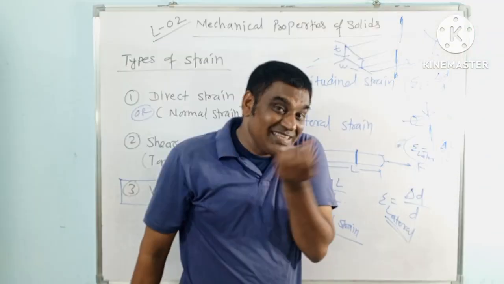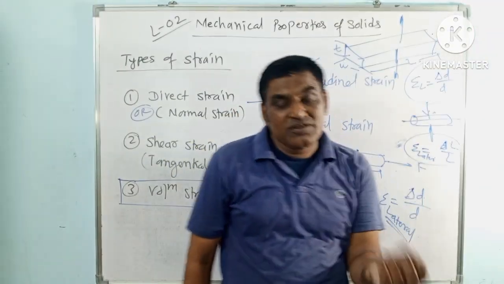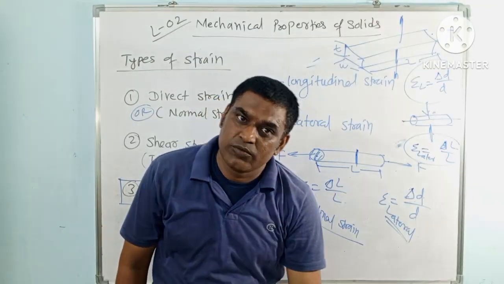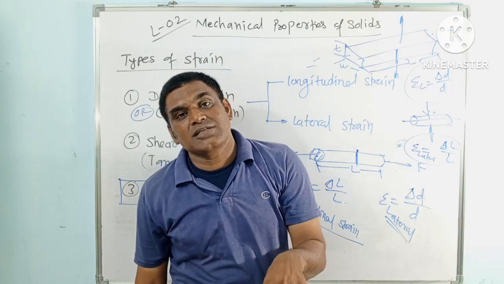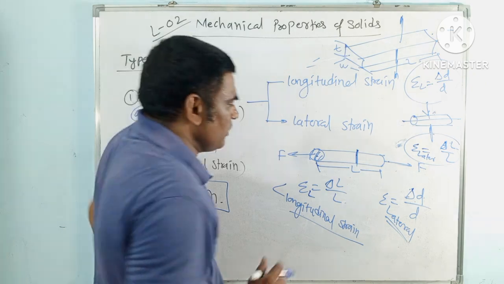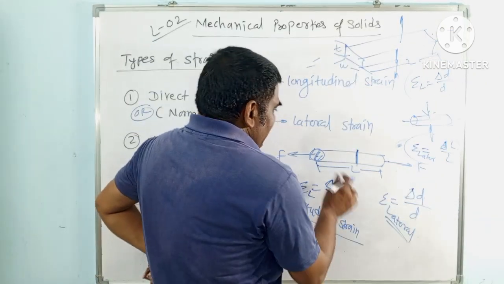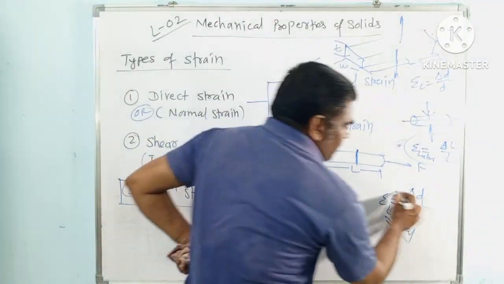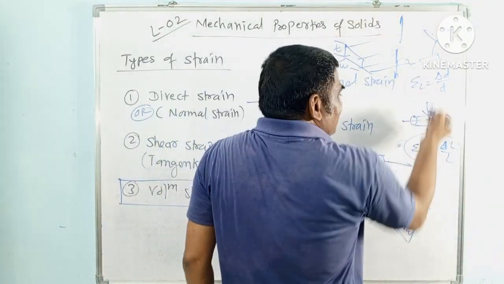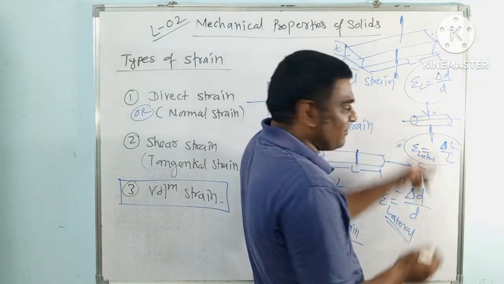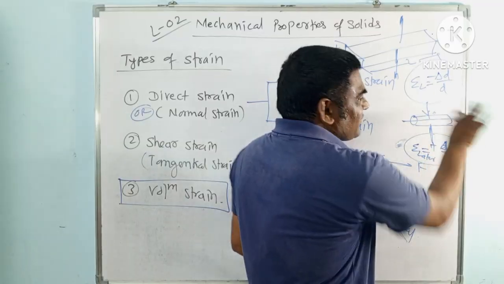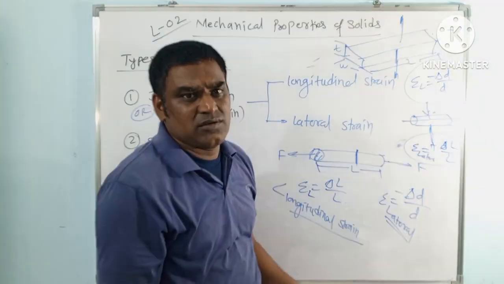Another important thing: if any dimension is decreasing, that strain we have to consider negative. If the dimension is increasing, then we consider it positive. So in such cases, what do we have to understand? Look, here length is increasing, so this will be positive, so this will be negative. And in this case what is happening? Diameter is decreasing, so this will be negative, and this will be positive. Length is increasing. Depends upon the force.